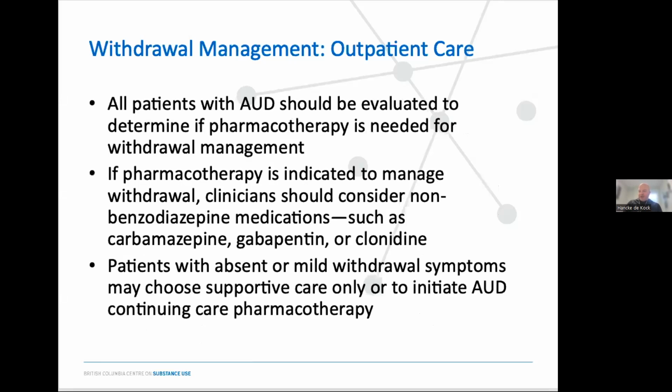So if during outpatient care the cause cannot be addressed, for example, there are barriers to effective outpatient treatment and care, then one should consider moving over to inpatient care.